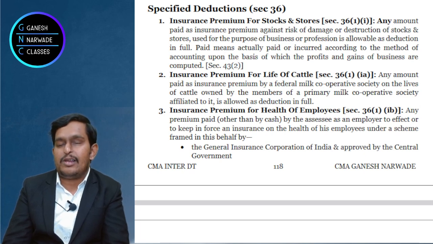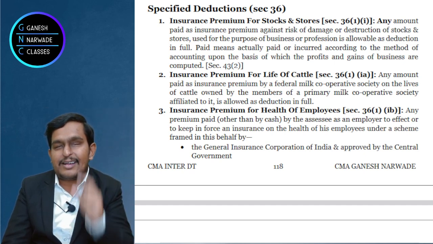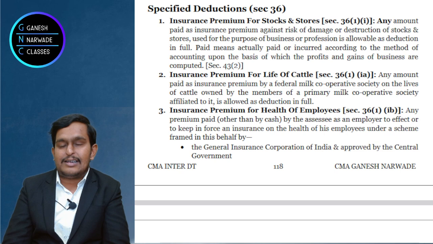But who took the insurance? Amul took the insurance, or the Federal Milk Cooperative Society took the insurance. So the insurance premium paid will be allowed as deduction under section 36 subsection 1 clause 1a. Here paid means paid or due, both are okay. Right? Now come to the third point.